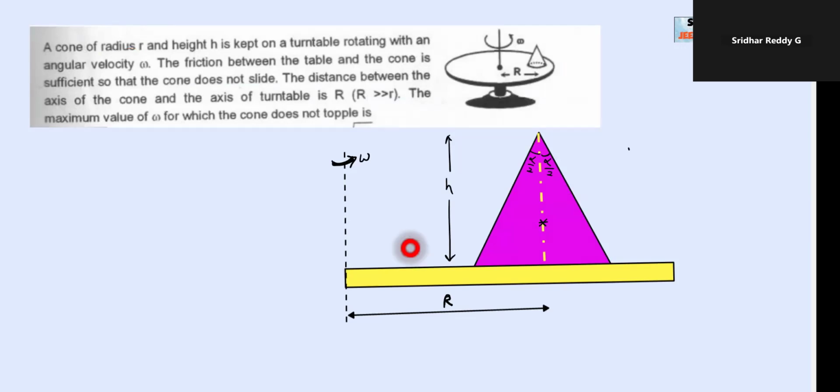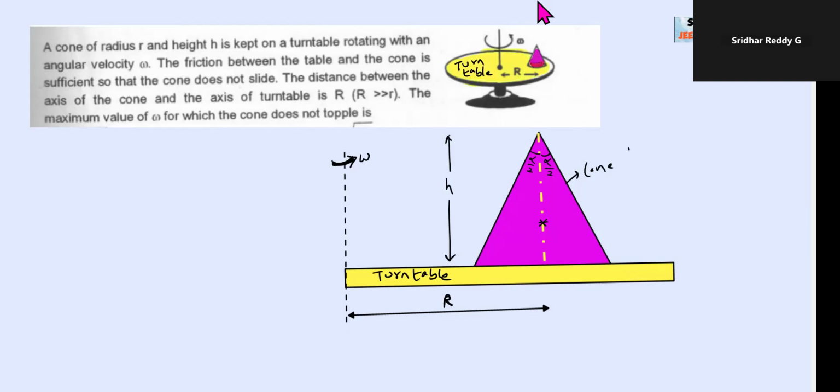There is a cone of radius r and height h kept on a turntable. This is a turntable, and this is a cone. Everything else is the turntable. I'm showing a rough diagram.